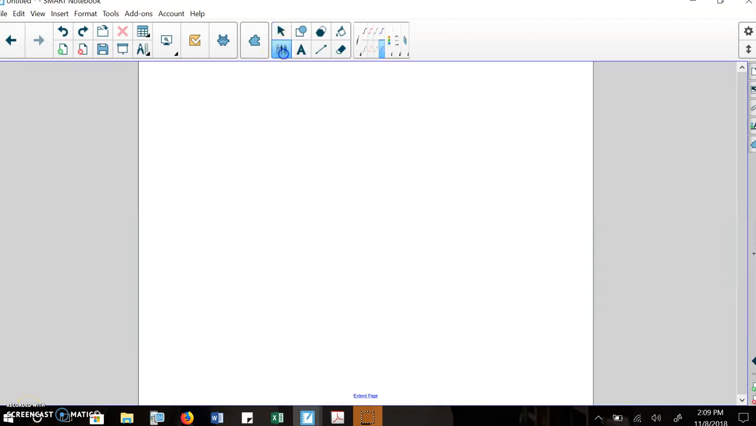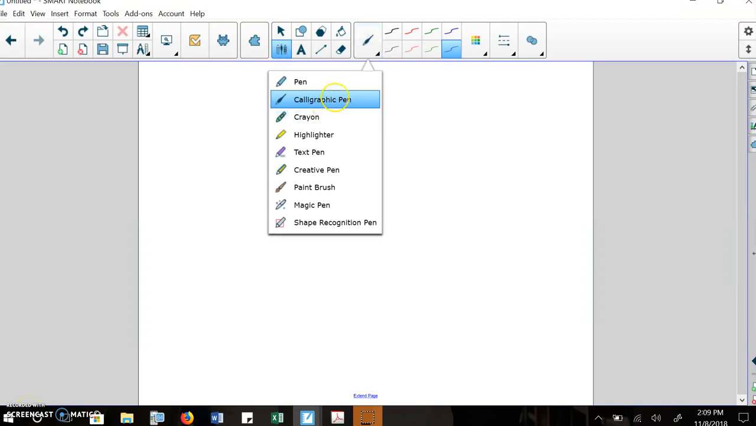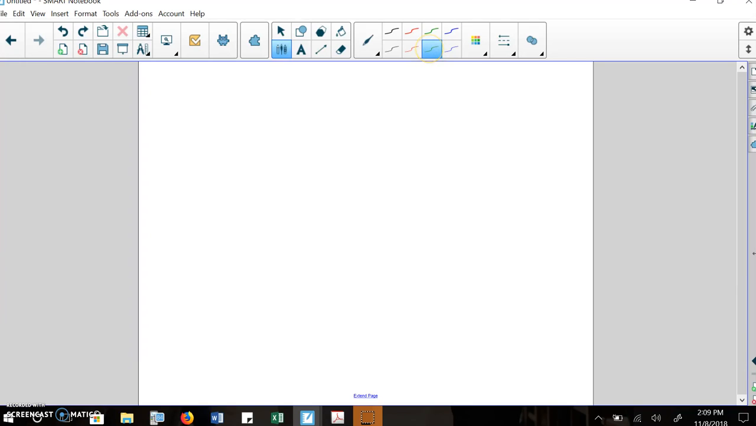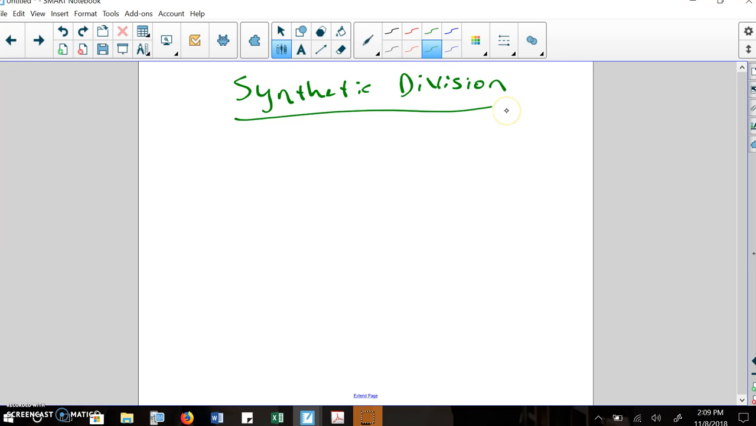Alright, so moving on from earlier, we've seen a couple of examples of long division. Now we're going to continue on with a couple of examples of synthetic division. So, this other way of dividing polynomials is called synthetic division. And in order to use synthetic division, two things need to be true.